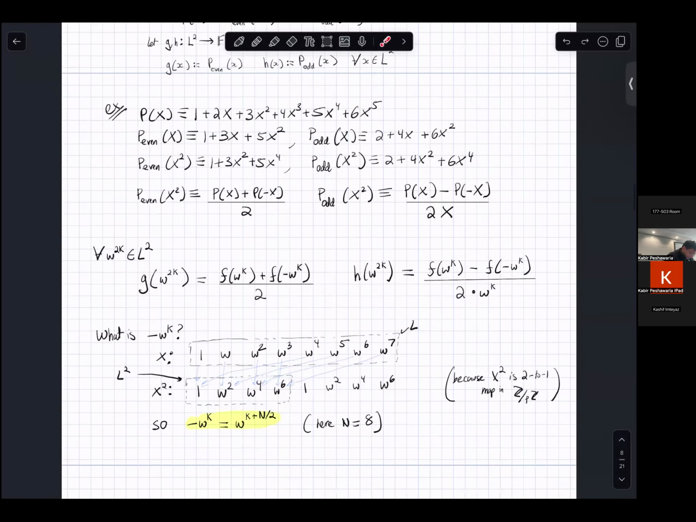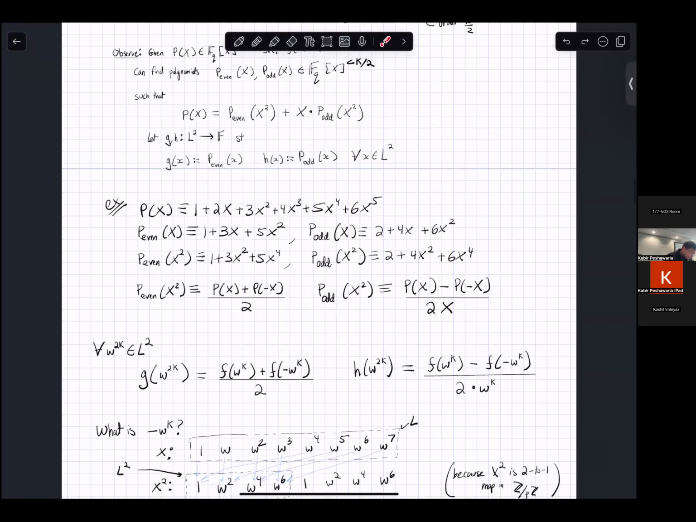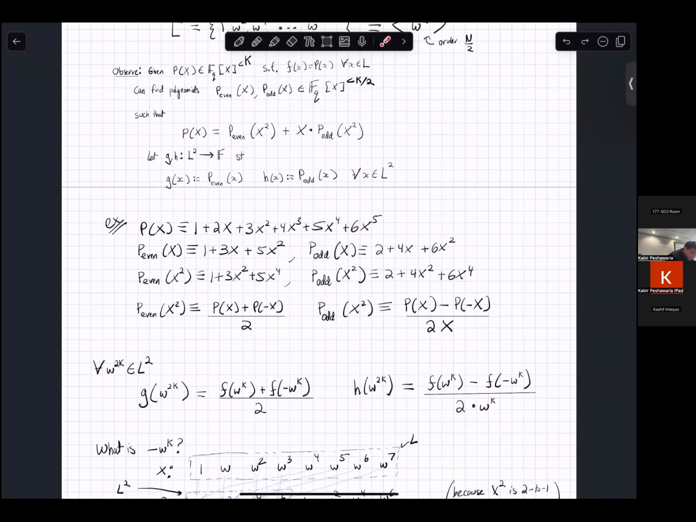So we had this weird formula here. Let's talk about how this recursion might look. We have this F which agrees with a low degree polynomial, and then we can make G and H agree with these low degree polynomials P even and P odd. We can define them as such. And how do we compute G of some value? Okay, let me draw a picture.